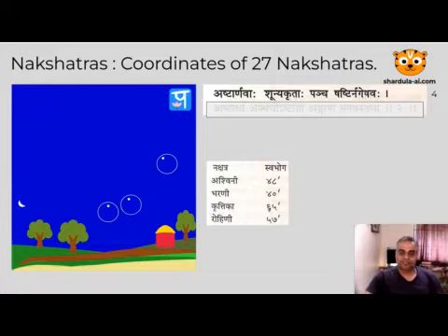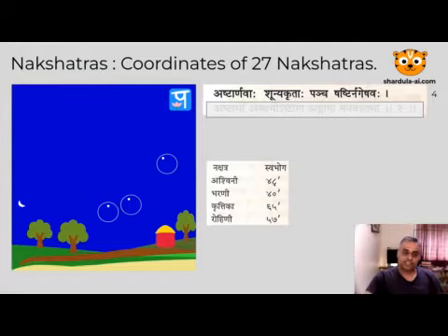Shashti is 6. Naga is Shashti Naga Ishavaha. Naga is mountains, which is 7. And Ishavaha is arrows, which is 5. So with this, we have the position of these four nakshatras.